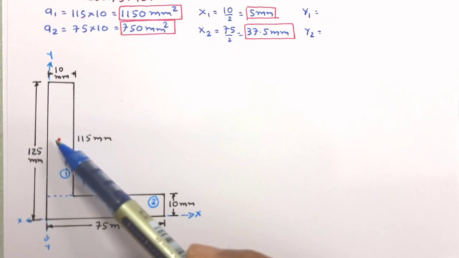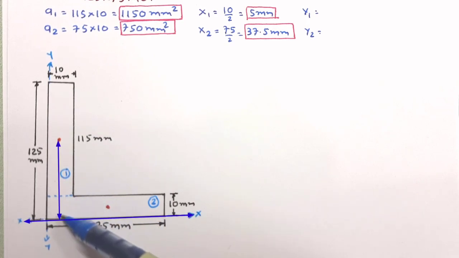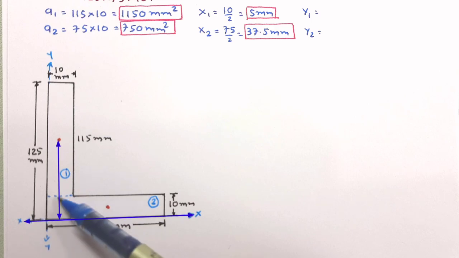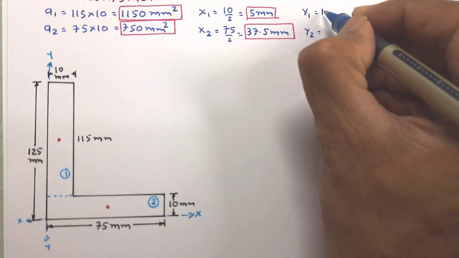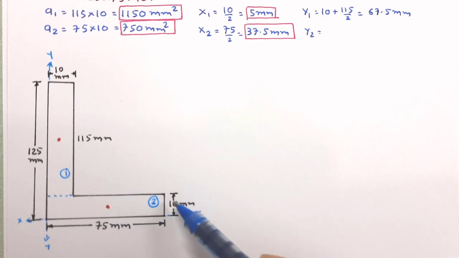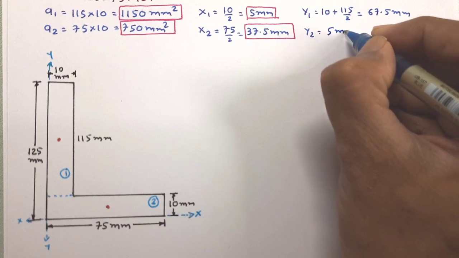Y1, that is distance of centroid of first figure from reference XX axis. So this distance is 10 and this distance is half of 115. So total distance will be 10 plus half of this. So it will be, and Y2 will be the distance of centroid of second figure from reference XX axis. So that will be half of this. So it will be 5 mm.